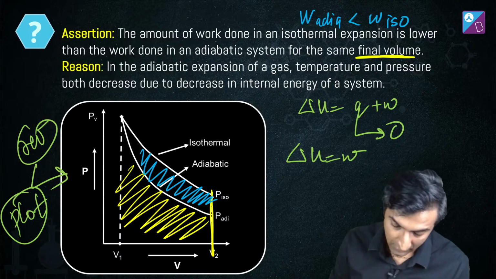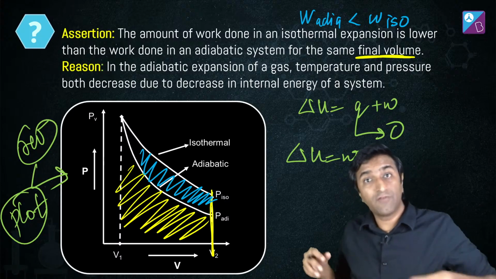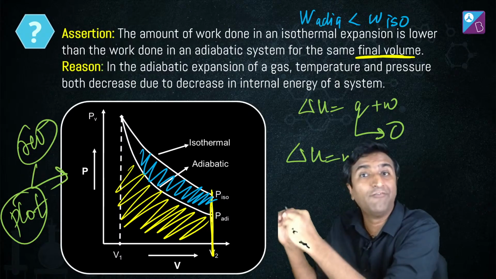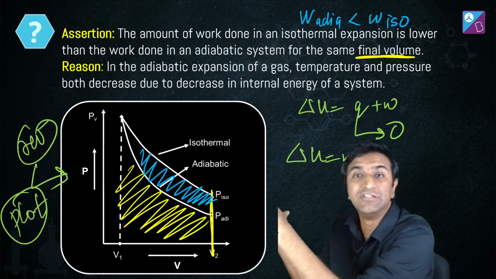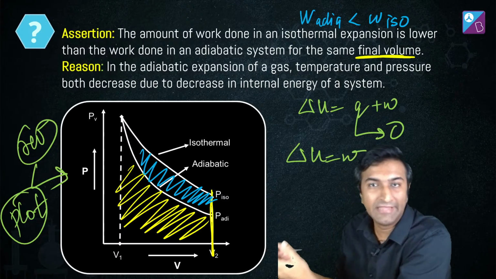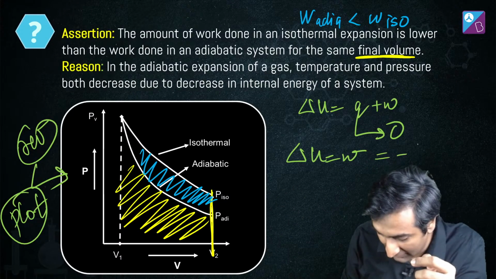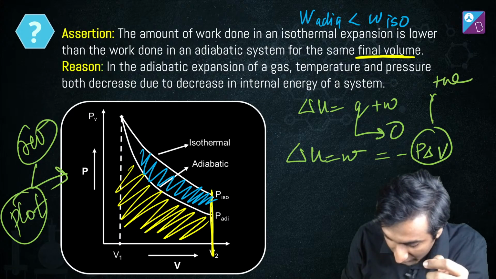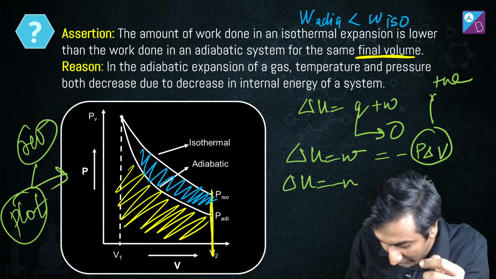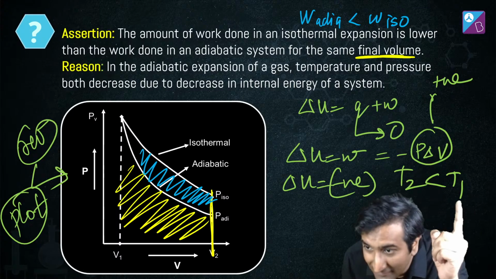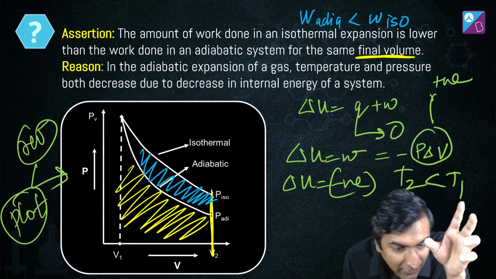Okay, cool. What does that mean, guys? For work to happen, it happens at the expense of internal energy. Meaning the final internal energy is going to be lower than the initial one, because this is minus P delta V and this P delta V is positive. So delta U is going to be negative, which means that T2 is less than T1. Yes, T2 is less than T1. Do you guys agree with this?